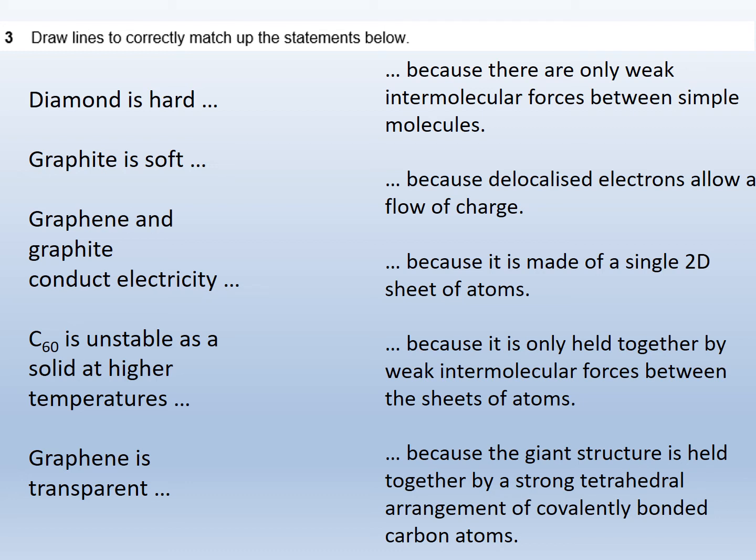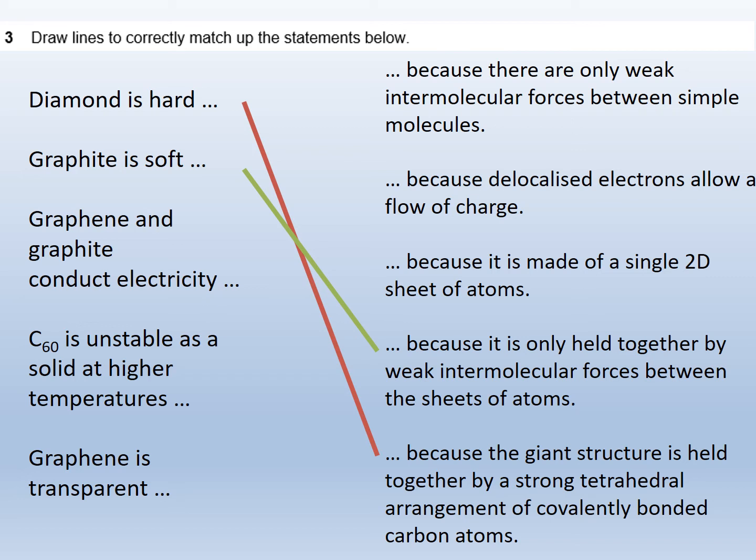So have a look at these, match up the properties and the reasons for them. We're now looking at some high level skills here. So diamond is hard because the giant structure is held together by a strong tetrahedral arrangement of covalently bonded atoms. Graphite is soft because it's held together by weak intermolecular forces between the sheets of atoms.